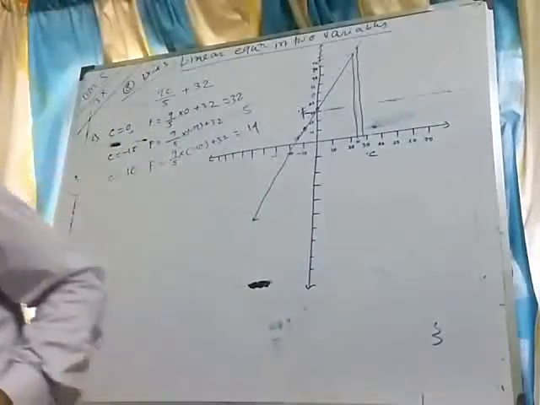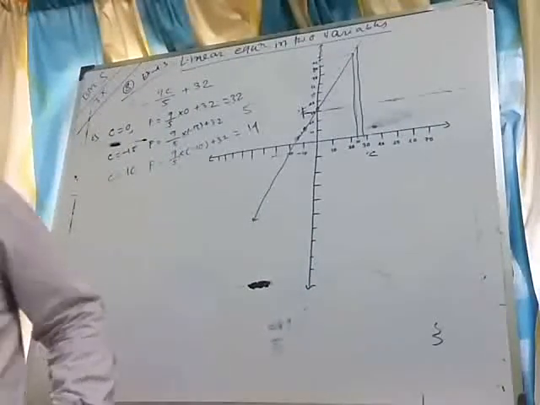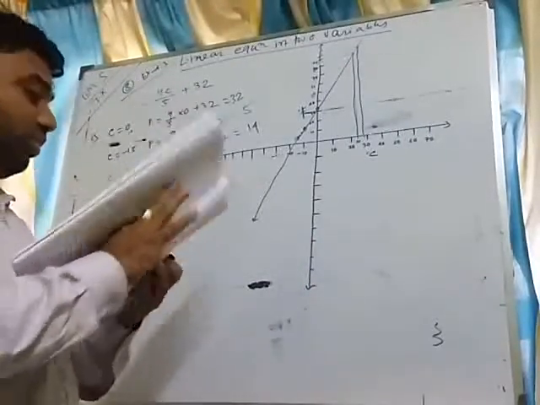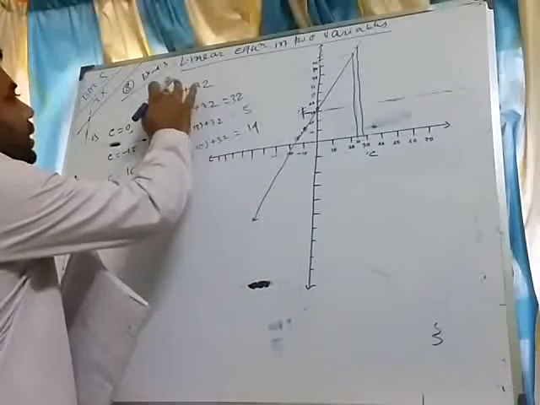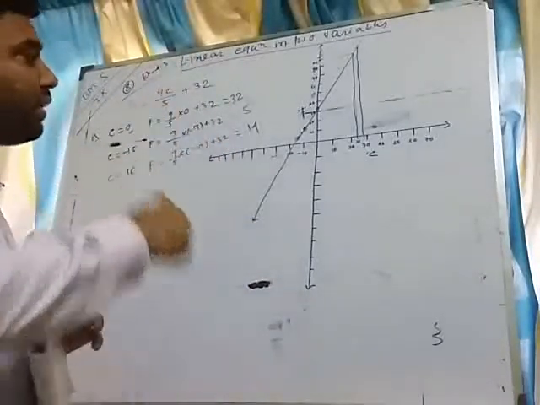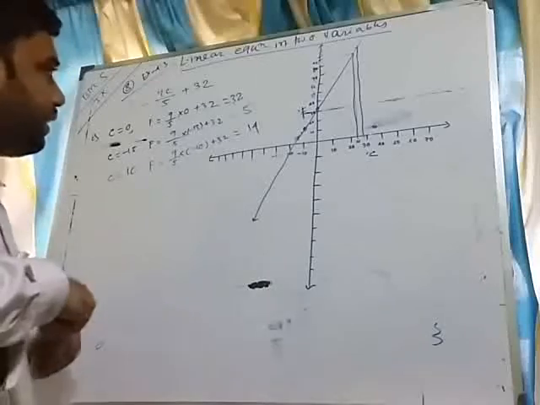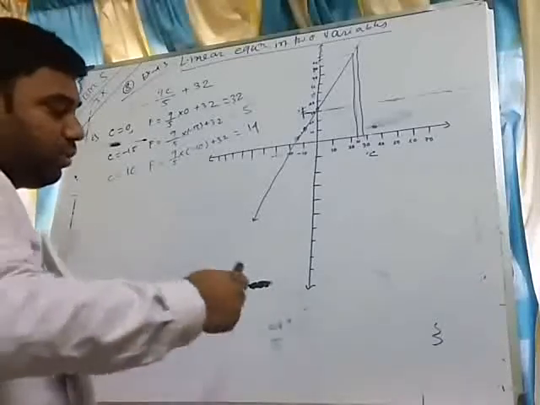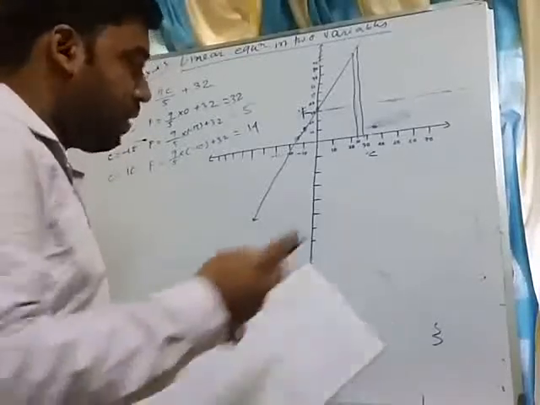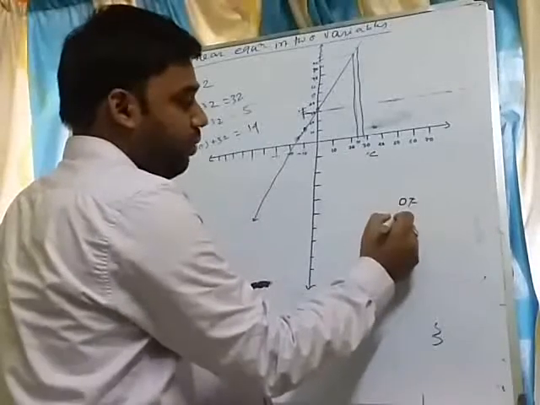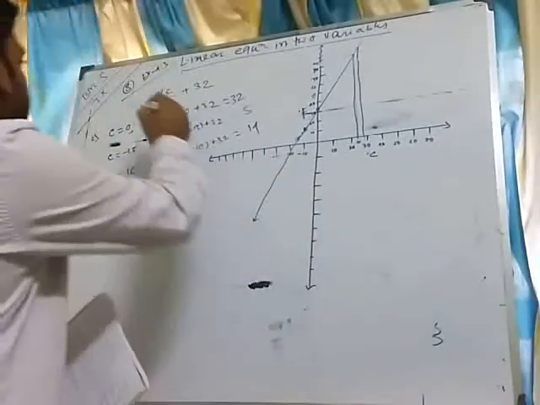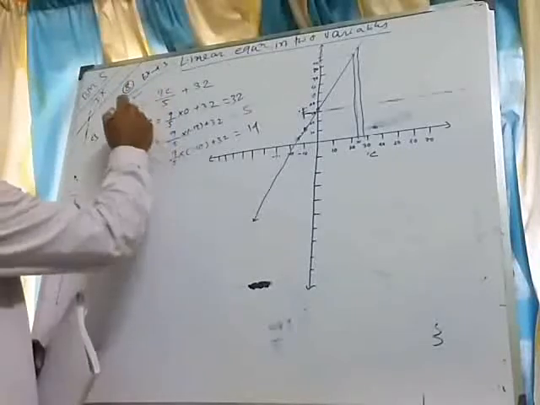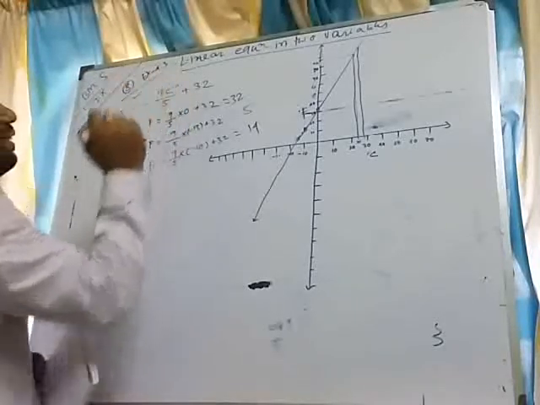In question number 8, an equation is given, that is F equal to 9C by 5 plus 32. We know this is the equation for converting temperature measured in two forms, one in degree Fahrenheit and one in degree Celsius. F means temperature measured in Fahrenheit, C means temperature measured in Celsius.